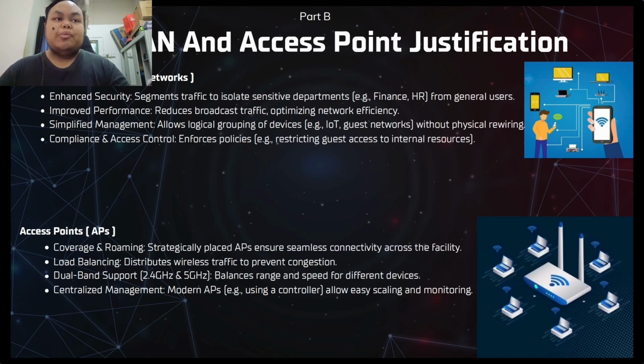Access points, APs. Coverage and roaming: strategically placed APs ensure seamless connectivity across the facility. Load balancing: distributes wireless traffic to prevent congestion. Dual band support, 2.4 GHz and 5 GHz: balances range and speed for different devices. Centralized management: modern APs, for example using a controller, allow easy scaling and monitoring.